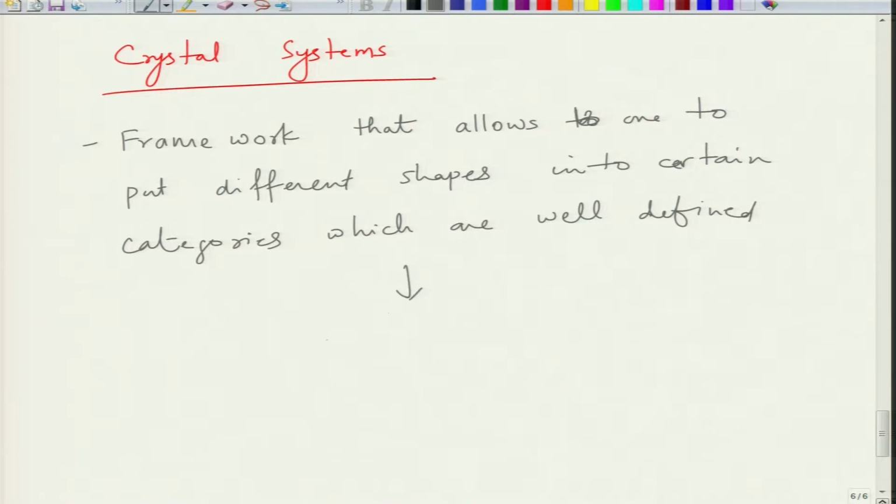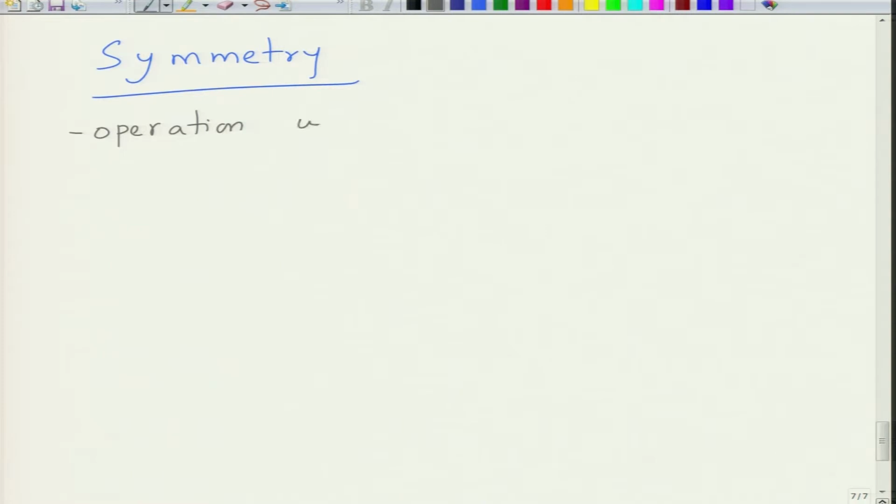For this we take the help of symmetry. For a lattice, there are certain symmetry operations that one must be able to perform. What is symmetry? Symmetry is basically an operation which brings an object into self coincidence.